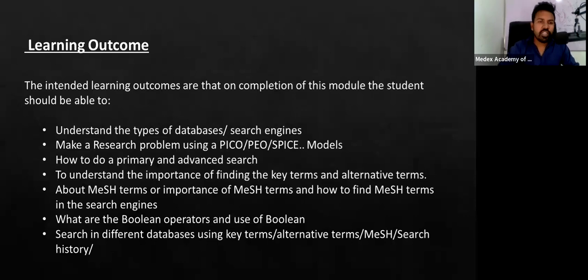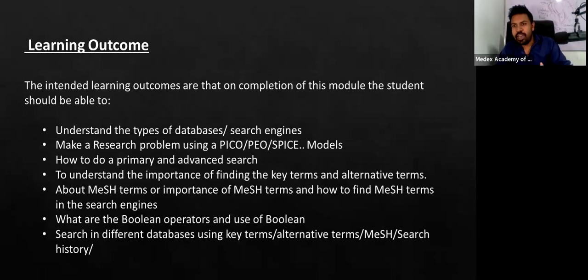Right. So the intended learning outcomes are that on completion of this module, you are able to understand the types of databases. So you have to understand what kind of databases are available, right? And search engines, you will learn in future slides. Then make a research problem using the PICO structure.